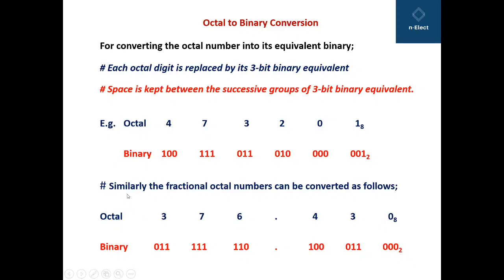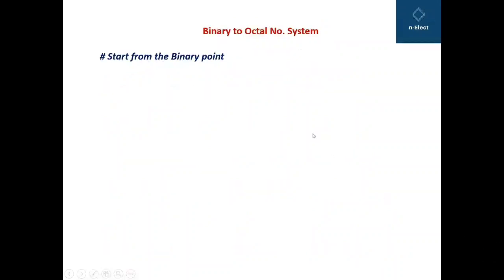So this is how the octal numbers are converted into binary. And moving on to binary to octal number system, the reverse of what we have seen just now. Now the binary number will be given and we have to convert that binary number into an octal number.